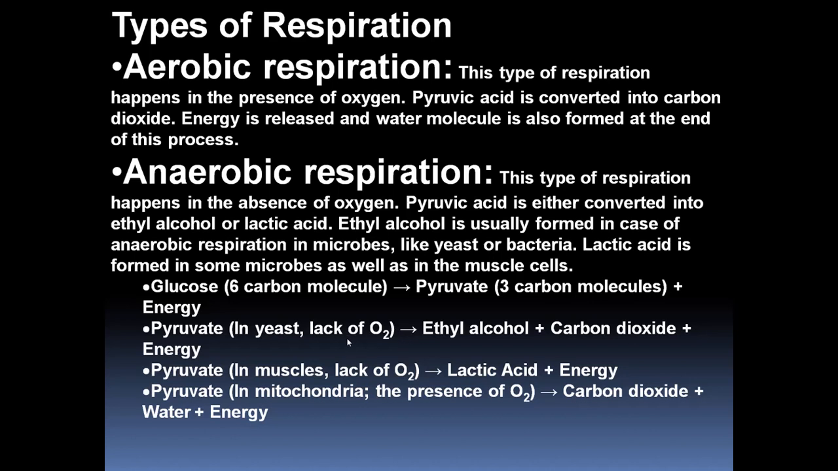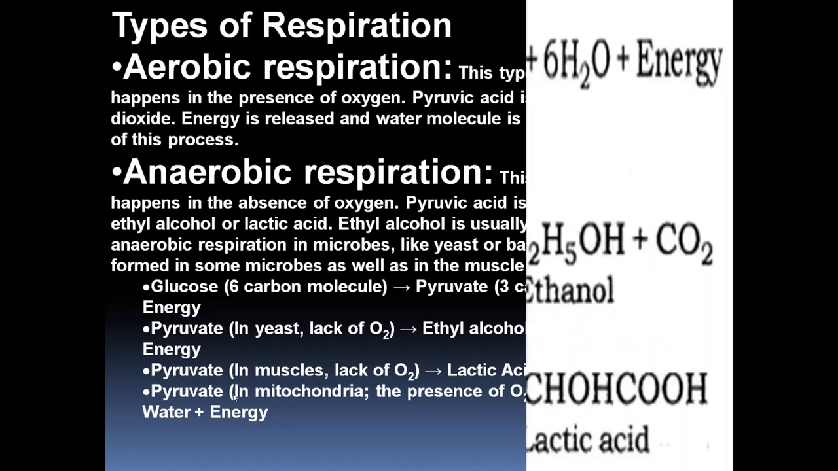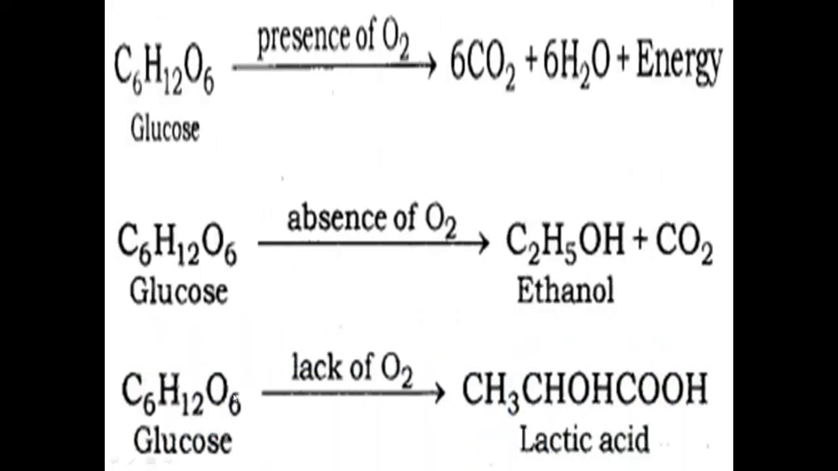Where there is absence of oxygen, here oxygen is completely absent. So then what happens in muscle cell? In lack of oxygen, lactic acid and energy is produced. In mitochondria, in the presence of oxygen, it gives carbon dioxide, water and energy. So these are the three important processes: under aerobic 1 and under anaerobic 2.